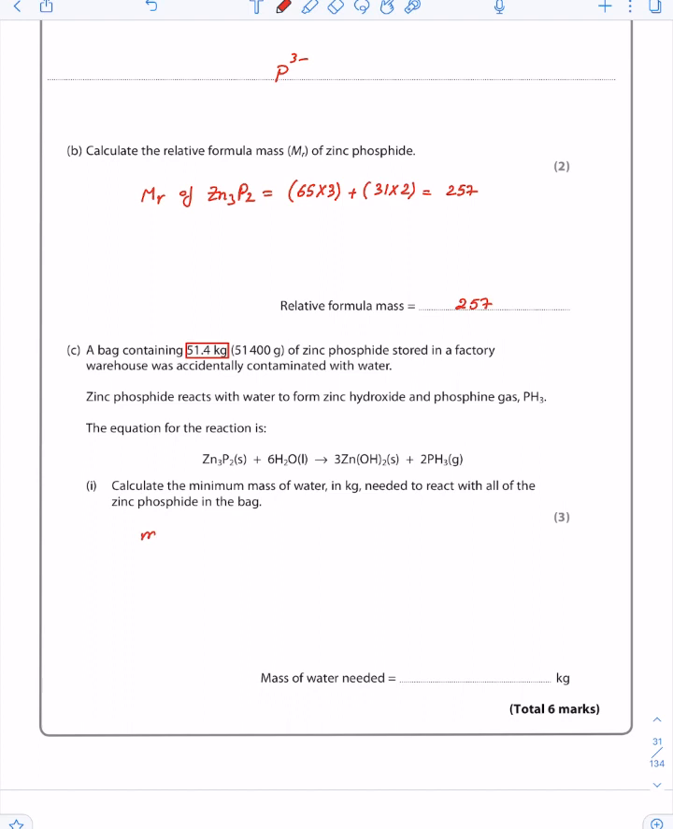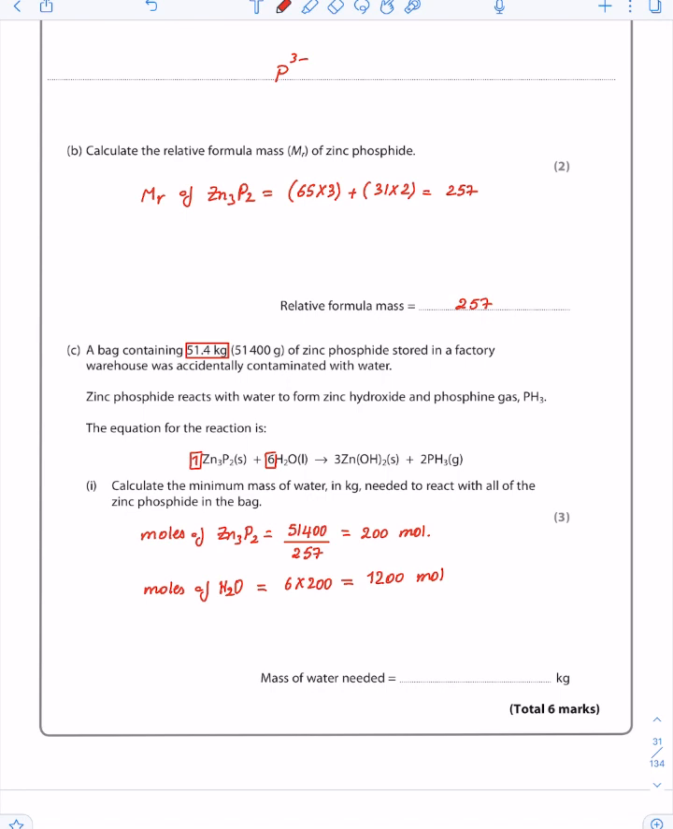طيب الأول هنجيب المولز of الزنك فوسفايد Zn3P2 اللي هو بالقانون mass over MR، يبقى mass 51,400 ال MR اللي احنا حاسبينه 257. طيب ده هيدينا 200 مولز. ستيب 2 نعمل ريشيو بين الزنك فوسفايد والووتر، الزنك فوسفايد اللي احنا حاسبين المولز بتاعته والووتر اللي هو عاوز يطلع الماس بتاعته. الريشيو 1 to 6 وده معناه ان المولز اوف ووتر is equal to 6 by المولز اوف زنك فوسفايد اللي هي 200. 6 by 200 give you 1200 moles.